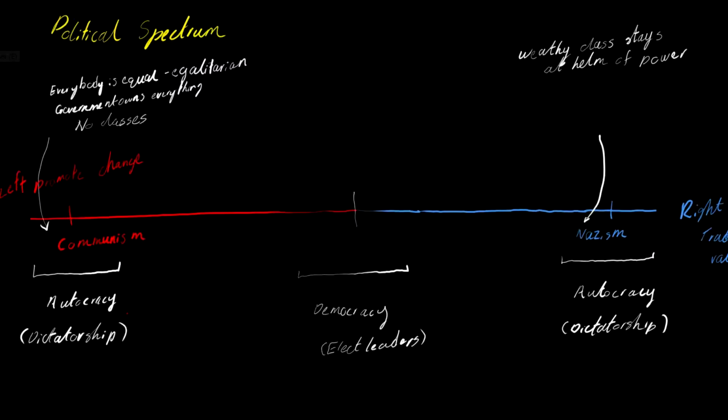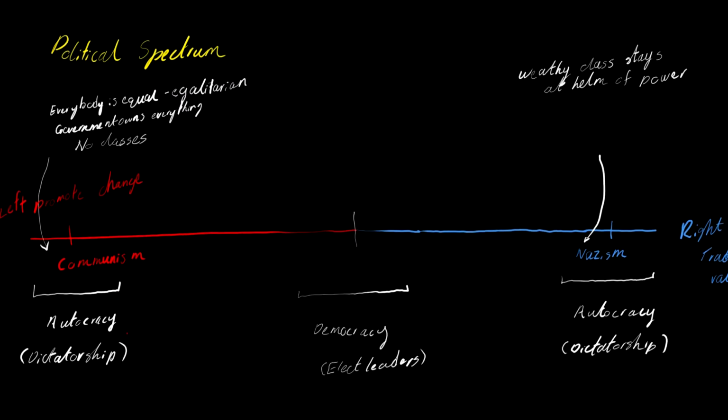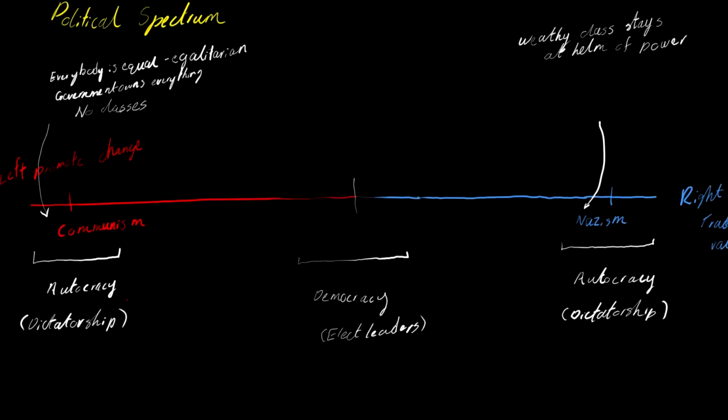Now most parties in today's society will be towards the center, and there'll be a democracy in which the people can elect their own leaders. But in communism, fascism and Nazism, you cannot elect your own leaders. You're running under a dictatorship.